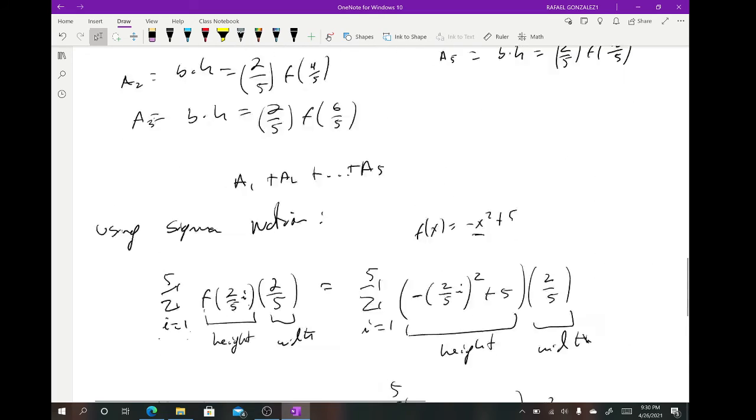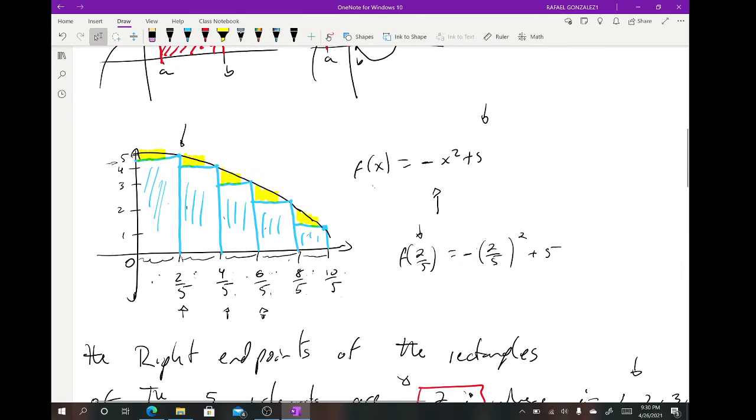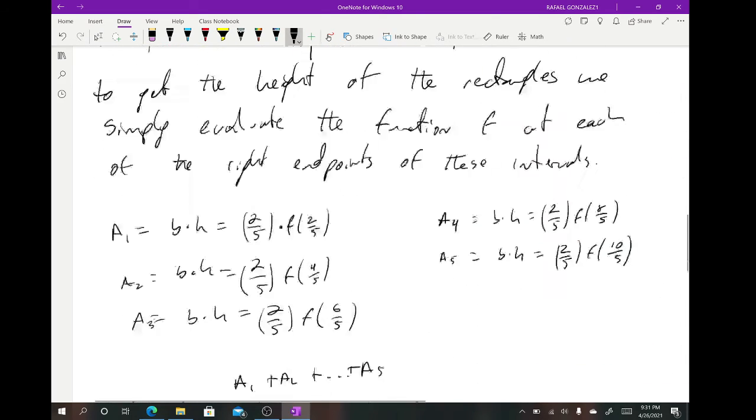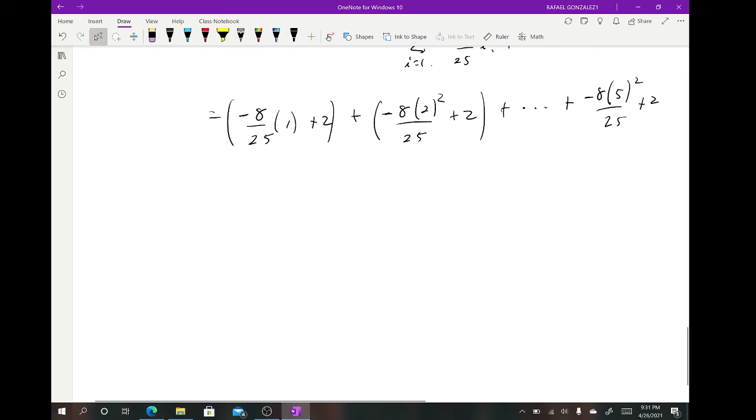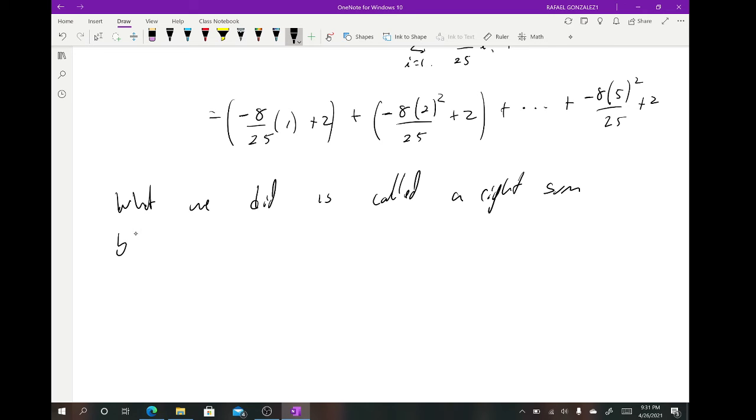Now another way of doing this sum for the same area, notice that this is an approximation again. I still have these open spaces that are unaccounted for. So another way of doing this sum is to do the left sum. So what we did is called a right sum, because we used the right endpoint of the rectangles.